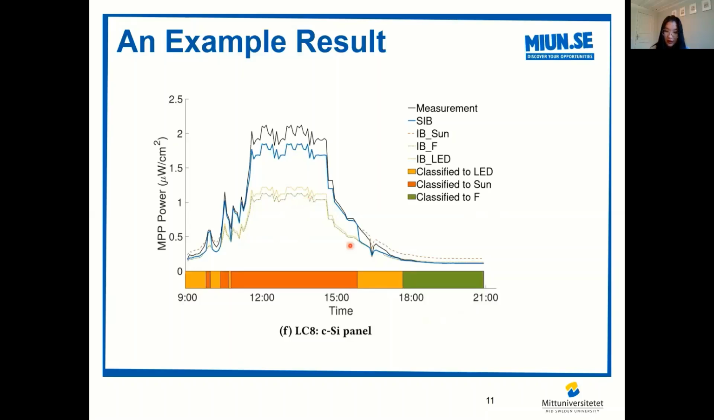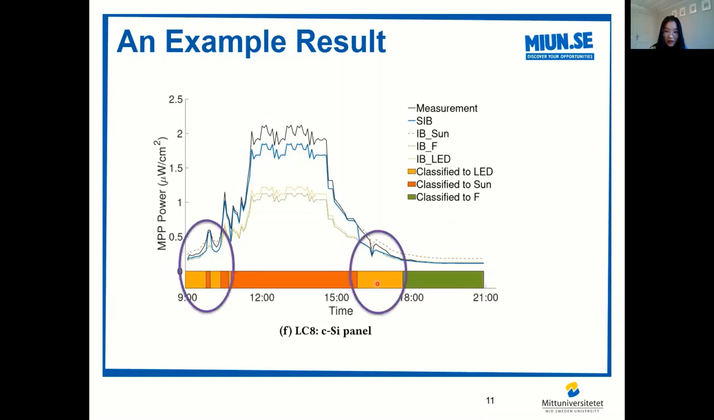We can see that during the day, this room is strongly illuminated by the sunlight, and the light condition is classified into sunlight. The selected sunlight model gave a power estimation result that is closest to our measurement. During the night, with pure fluorescent light turned on, the classifier also determines the light condition to be fluorescent.